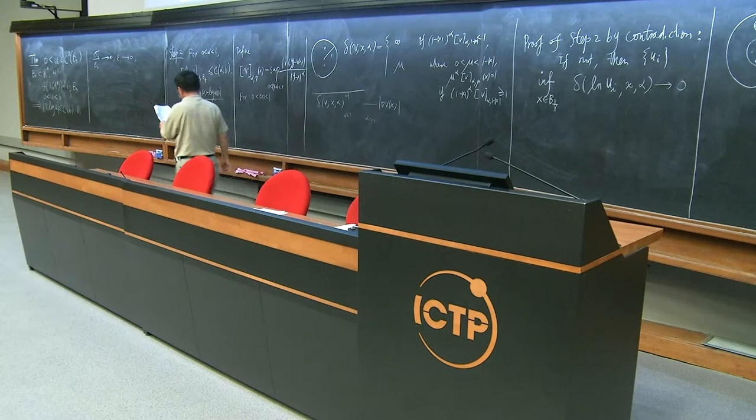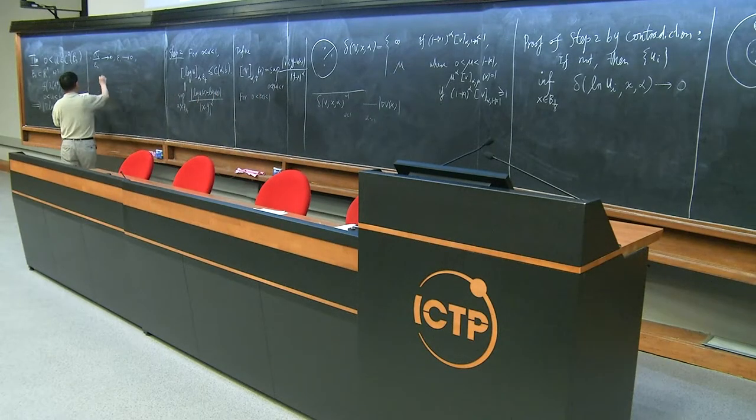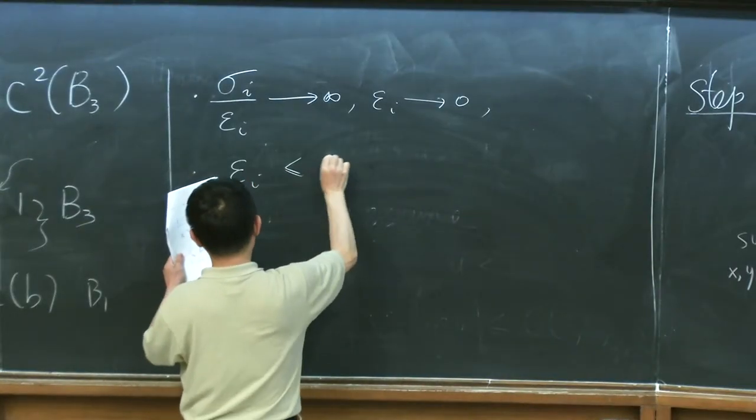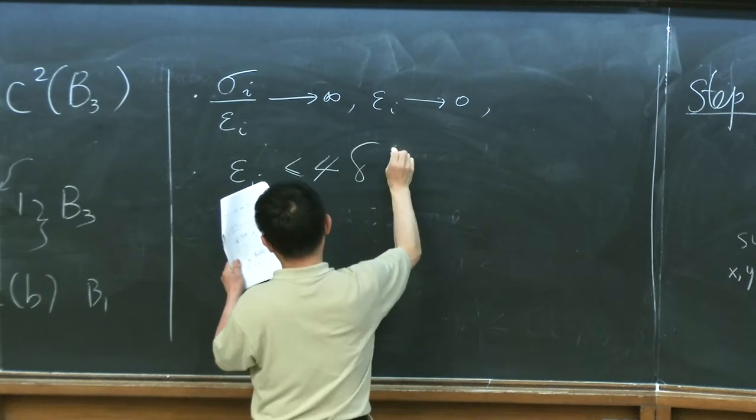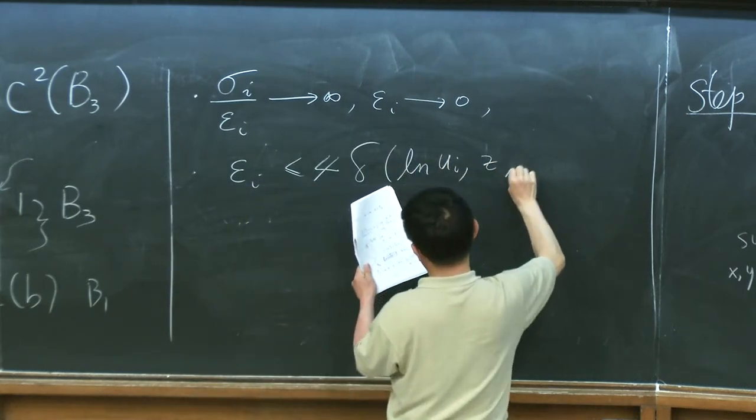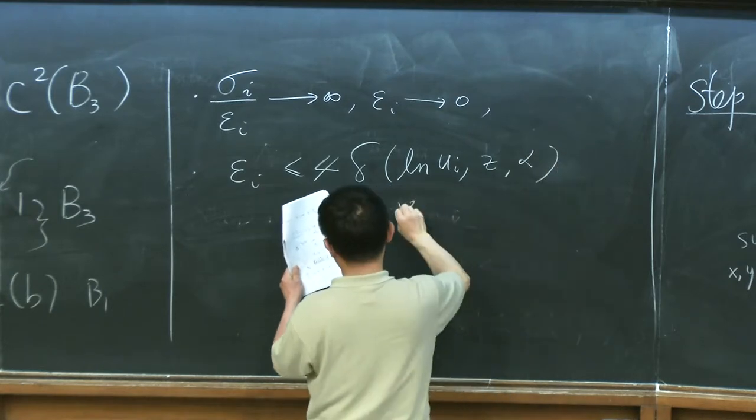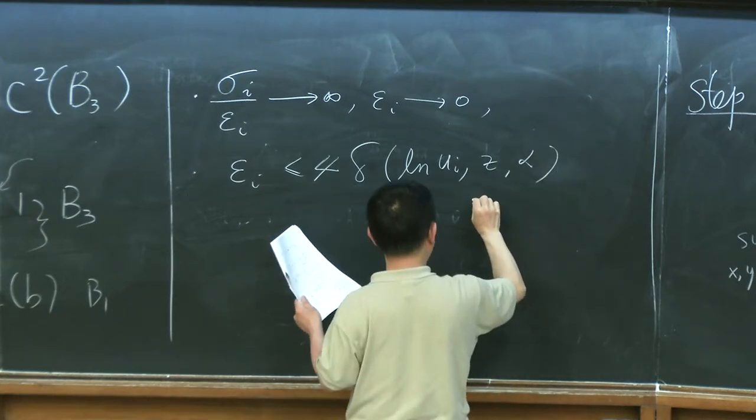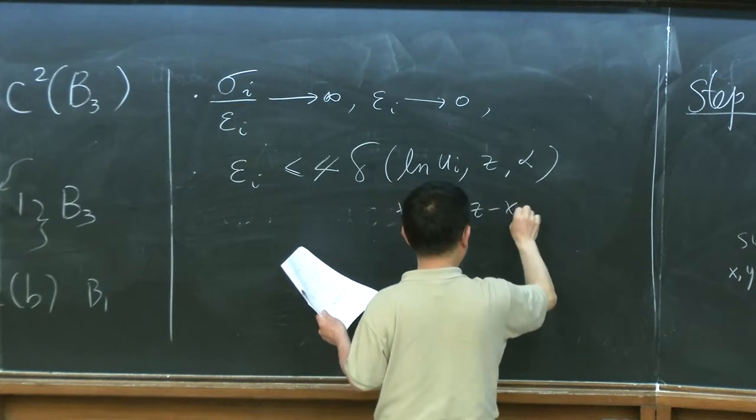So next, I want to say that epsilon I will also be less than 4 log ui z alpha for every alpha in that ball.